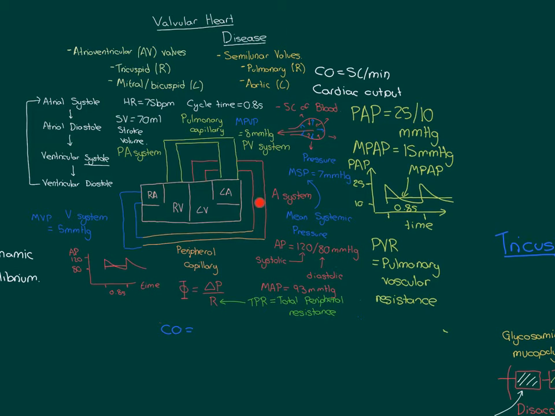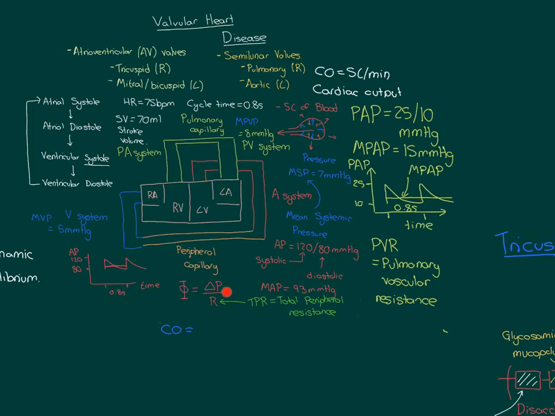The amount of flow back from the arterial system to the venous system is equal to the pressure difference divided by the resistance, which is the total peripheral resistance. At dynamic equilibrium, the amount of blood flowing through the peripheral capillaries has to equal the cardiac output. So we can fill in for flow cardiac output at dynamic equilibrium.